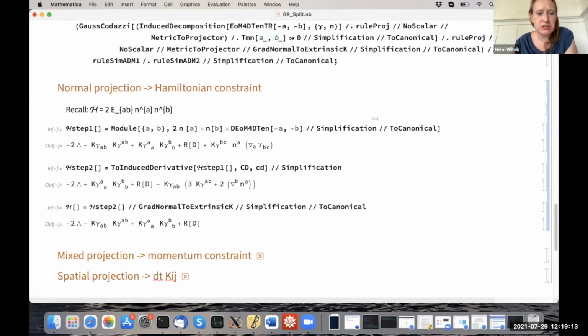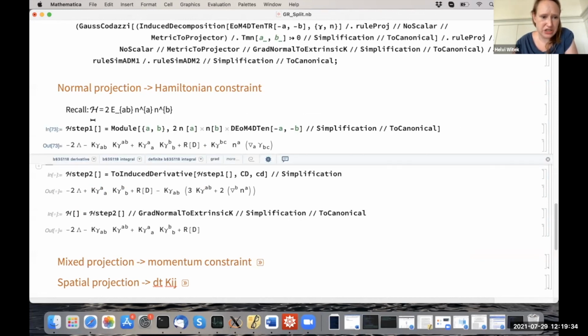So yeah, as I just said, the Hamiltonian constraint is contracting the field equations in both indices with a normal vector. So that's what we're doing here. We take the equations that we just decomposed and then contract with n. And if you do that and simplify this a little bit, you get precisely the equations that we have here. So this is all nice.